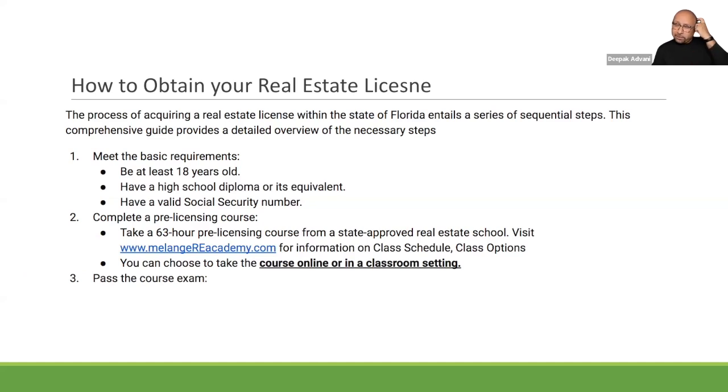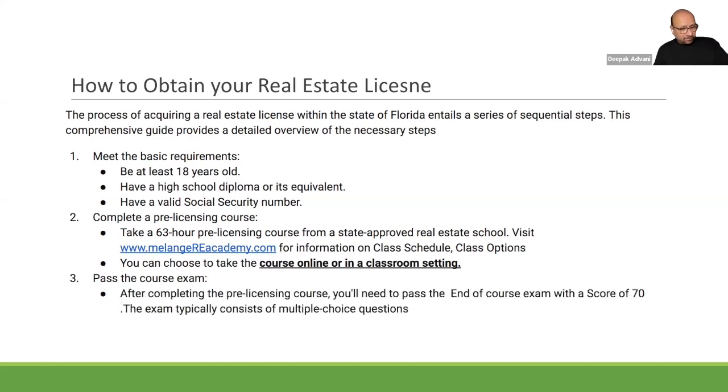After completing the 63 hours of pre-licensing course, the next step for you is to pass the end of the course exam. It's a mandatory requirement. After completing the course, you will have a 3-hour exam. So the 63 hours are basically broken into 60 classroom hours for the course and 3 hours for the end of the course exam. It typically consists of multiple choice questions, and it's a 100-question exam.